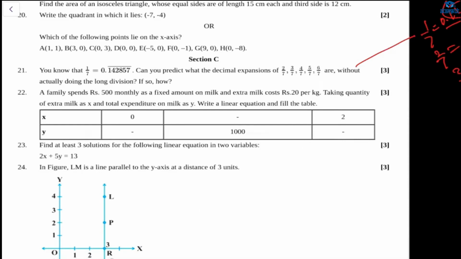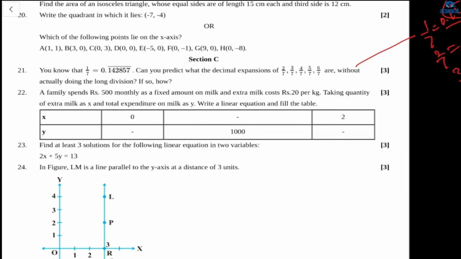Question 22. A family spends rupees 500 monthly as a fixed amount on milk, and extra milk costs rupees 20 per kg. This is your linear equation chapter question. That's why I'm discussing it with everybody, because this can be your test question also. Taking the quantity of extra milk as X and total expenditure on milk as Y, write a linear equation to fill the table. So first tell me what will be the linear equation, and then you can fill the table also.